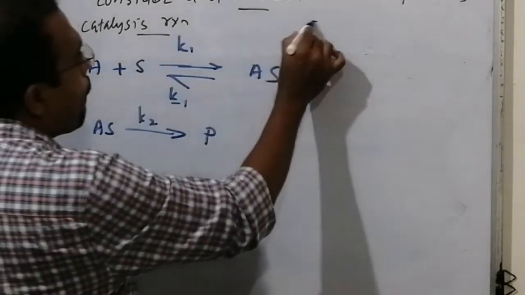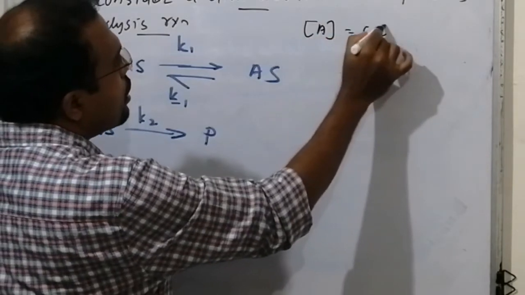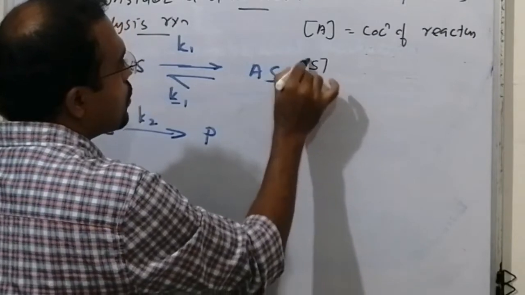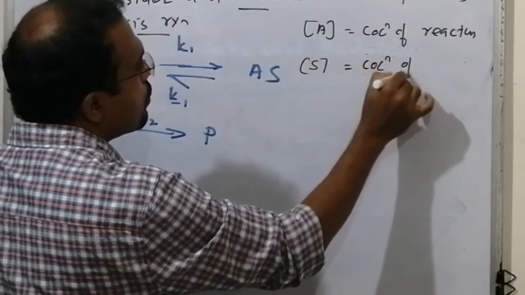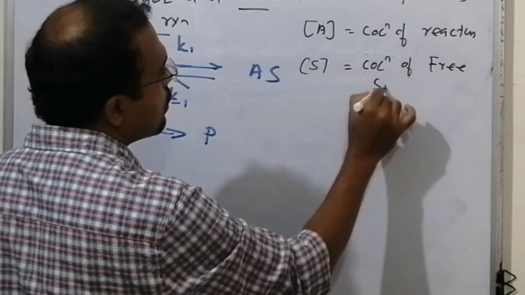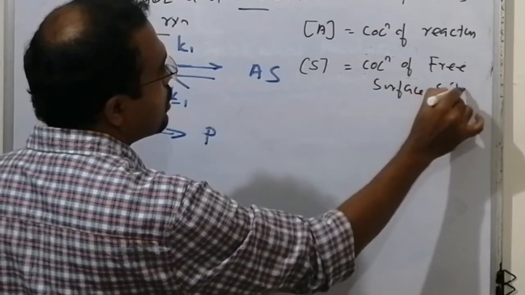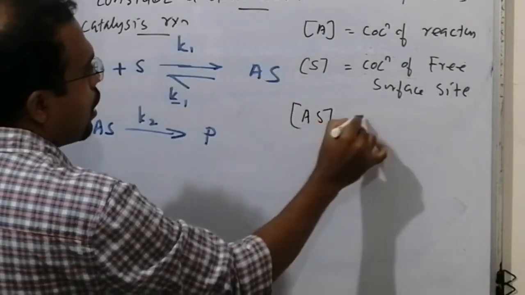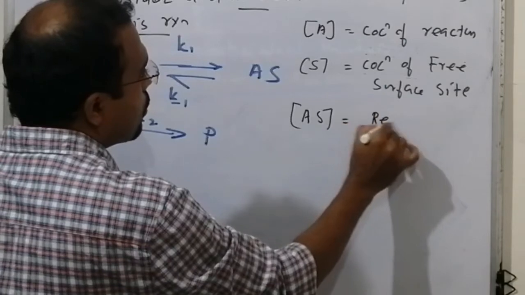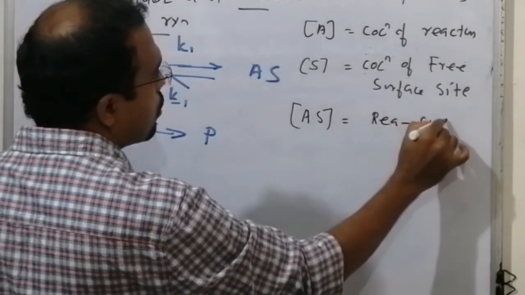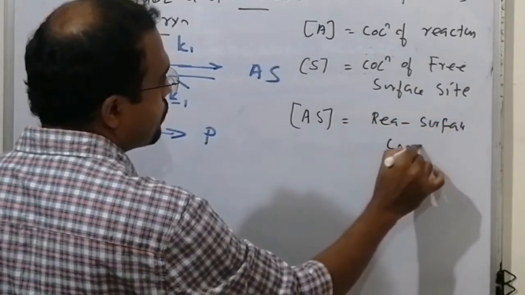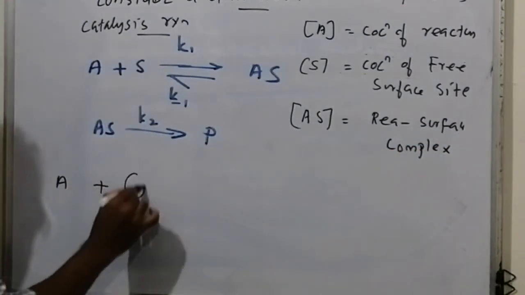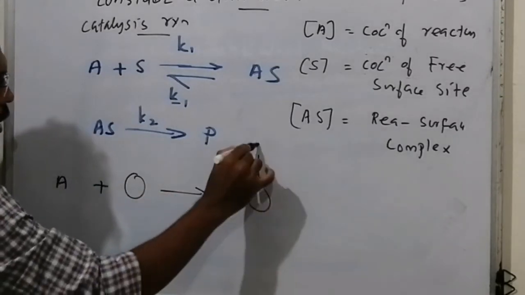What is A? A is the concentration of reactants. S is the concentration of free surface sites, where reactants are supposed to be adsorbed. AS is the reactant-surface complex. That is, they are adsorbed. Suppose A plus a surface, to the surface A is adsorbed.